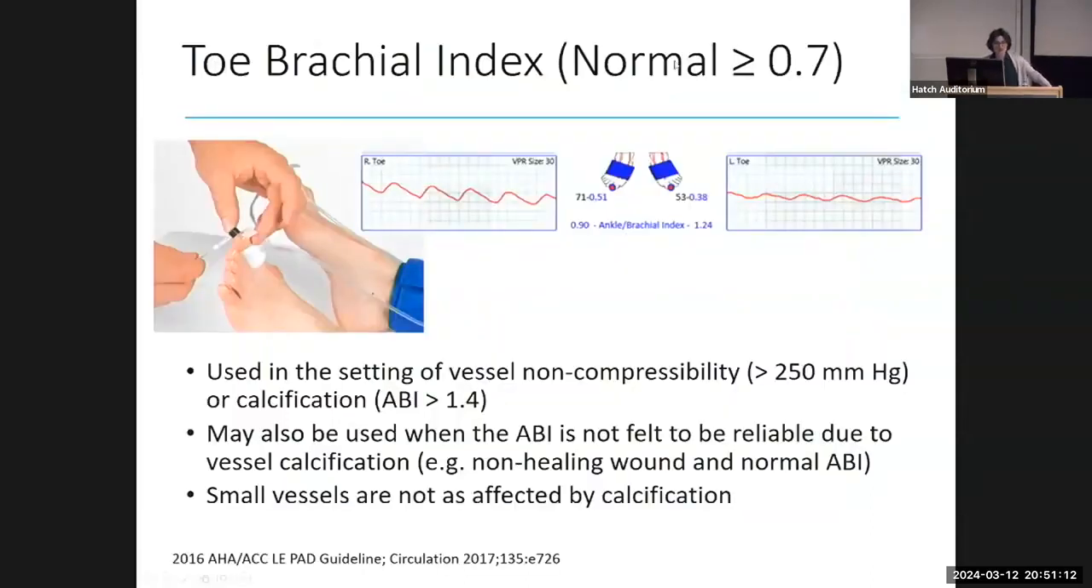So this is the toe brachial index, a really tiny cuff, with photoplethysmography to identify the pressure in the waveform. The reason this works is because the small vessels are not subject to calcification in the way that the larger vessels are. So this is the tool to use when you suspect calcification or when your ABI is not normal.